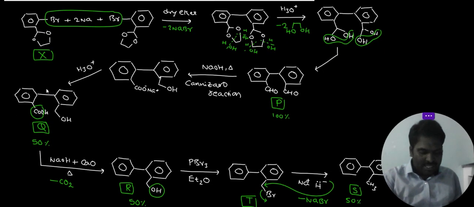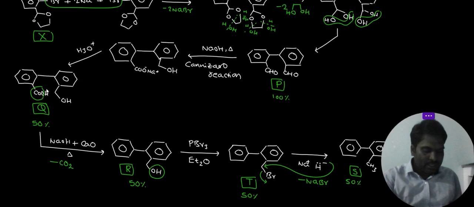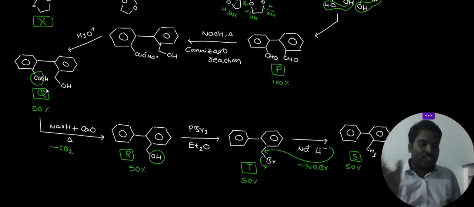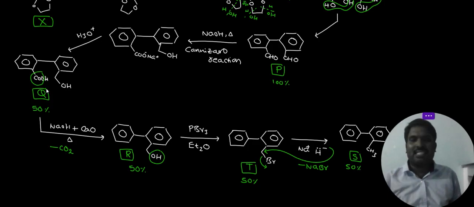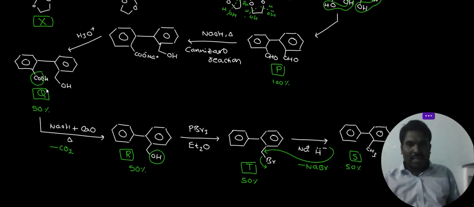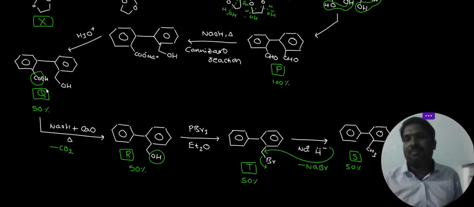Next, decarboxylation with soda lime. Next, alcohol will be converted into alkyl bromide with PBr3. And finally, treatment with sodium hydride will give S. So first step 100% yield, next remaining all steps 50% yield.